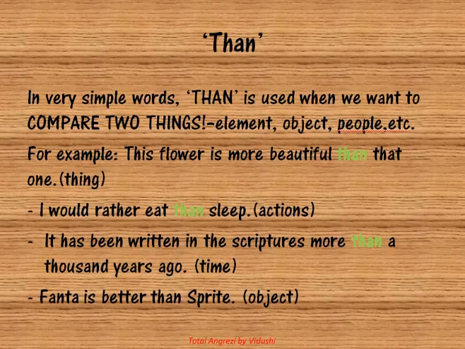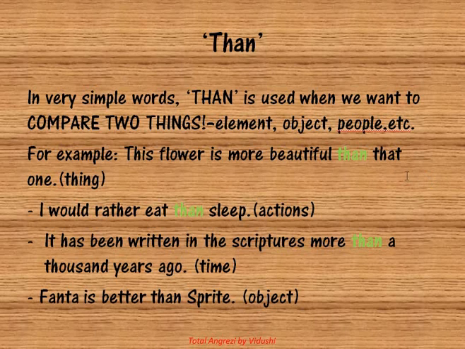Let's start with learning about than. In very simple words, than is used when we want to compare two things. It could be an element, it could be an object, or it could be between two people, etc. So I've given you an example here, actually more than one. This flower is more beautiful than that one. I've picked up the same sentence that I used in the wrong example before, where I have now made the word than green in color, which goes to say that this is the right use of than.